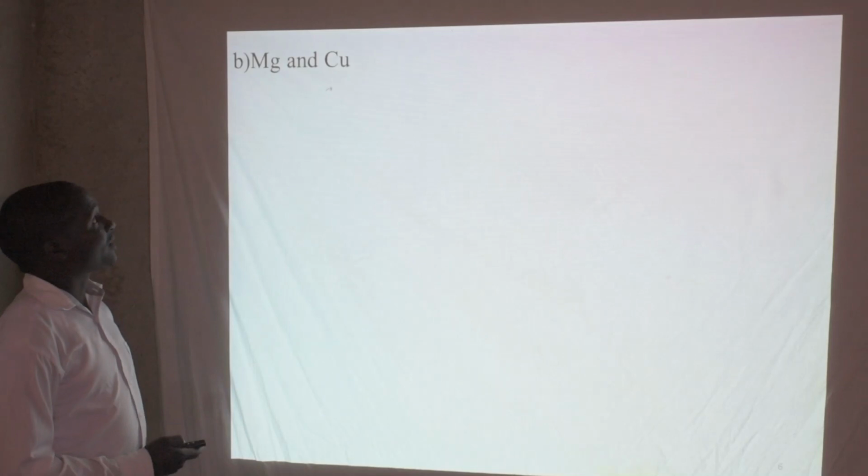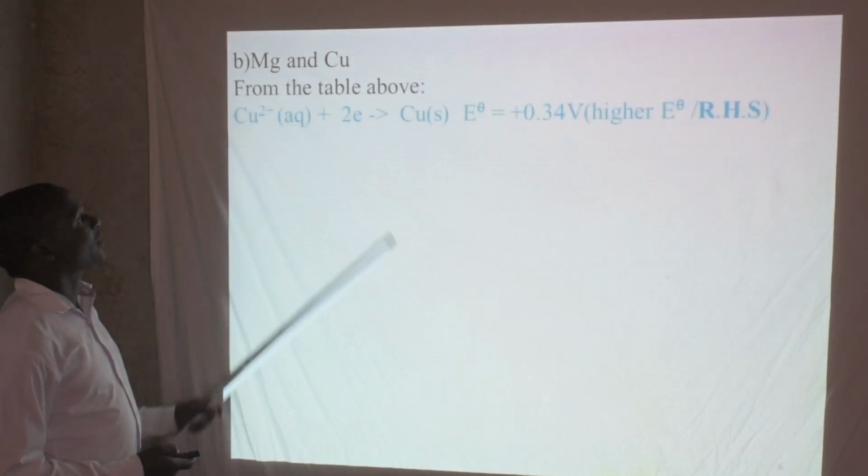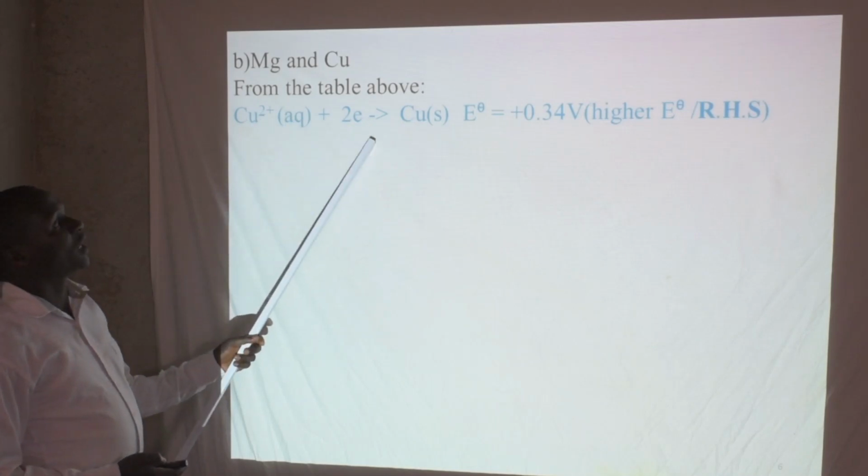So now let's look at another example, whereby we have magnesium and copper. From the table we know that copper is gaining 2 electrons.